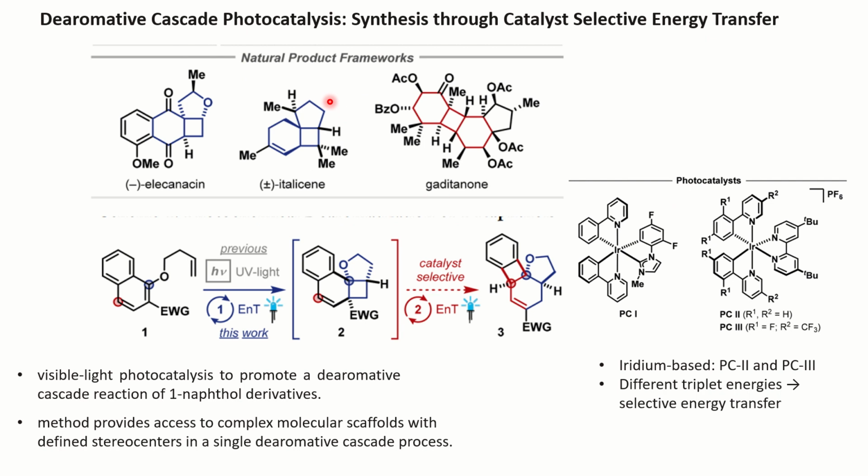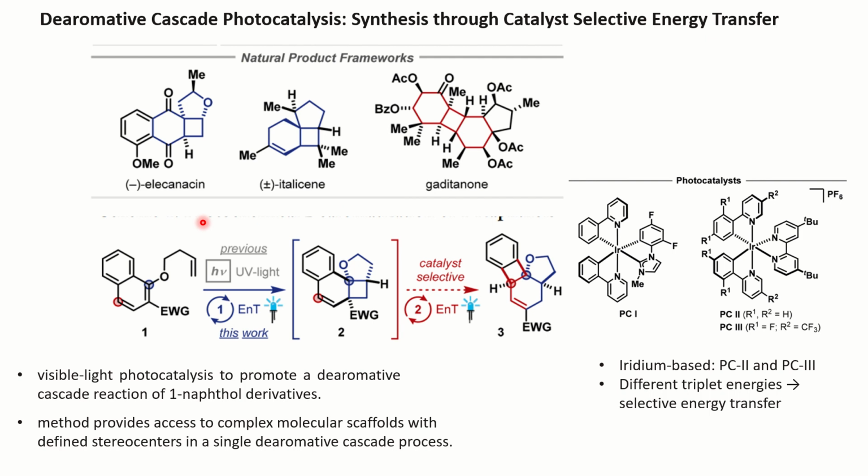And here are natural frameworks where this type of system, these cyclobutane containing fused molecules, are present in the natural products and the drug molecules. So Elikanen or Italicine or Gadiltone has such type of moieties, and that has been presented in the paper by the group. So what exactly is the work that they have achieved using this energy transfer catalysis?